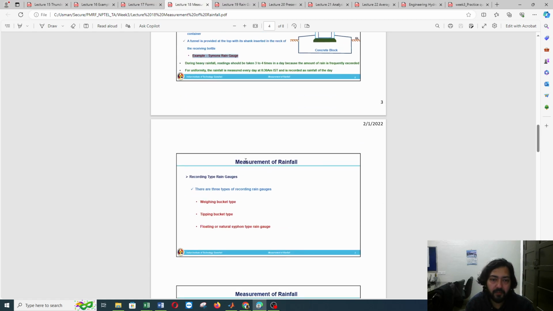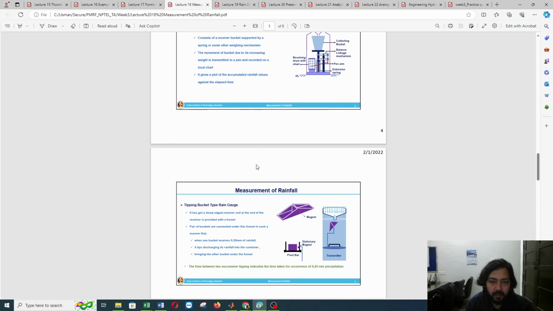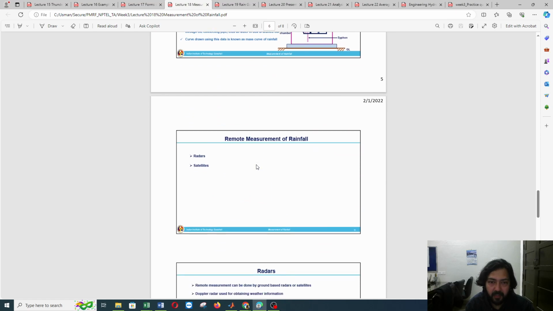Then the recording gauges are of three types: weighing bucket, tipping bucket and natural siphon or floating. So these are instrument based measurement. Then there is something called remote measurement. So whatever instrument we are using, we are getting the rainfall for a particular location. But what if we want to cover a huge area? In that case, we can use either radar or satellite, right?